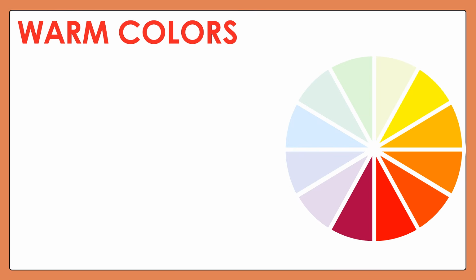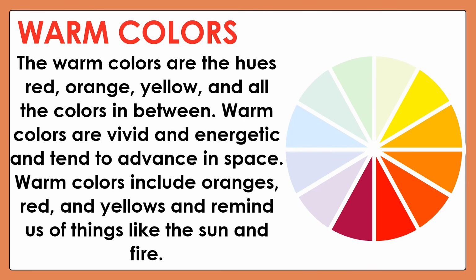Let's have first the warm colors. The warm colors are the hues red, orange, yellow, and all the colors in between. Warm colors are vivid and energetic and tend to advance in space. Warm colors include oranges, reds, and yellows and remind us of things like the sun and fire.